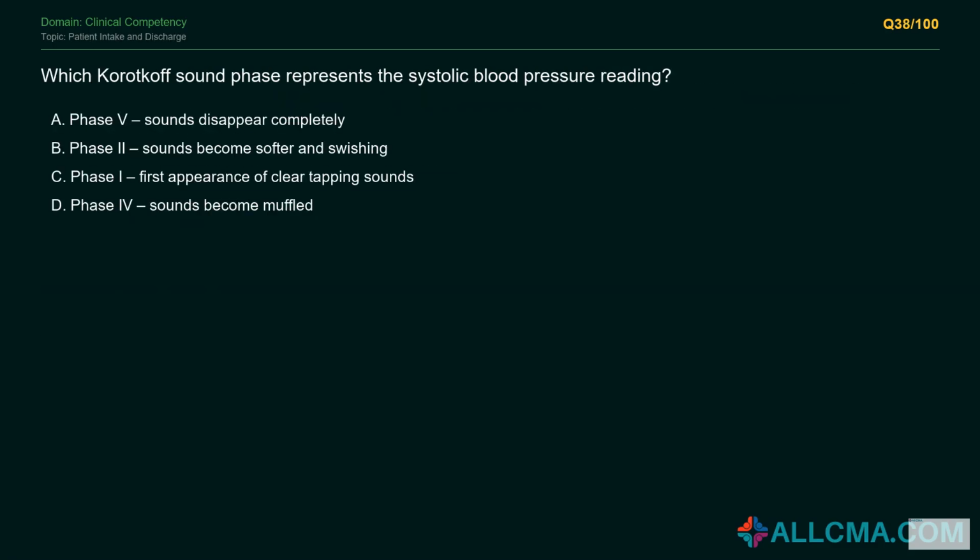Question 38. Which Korotkoff sound phase represents the systolic blood pressure reading? Option A, phase 5, sounds disappear completely. Option B, phase 2, sounds become softer and swishing. Option C, phase 1, first appearance of clear tapping sounds. Option D, phase 4, sounds become muffled.